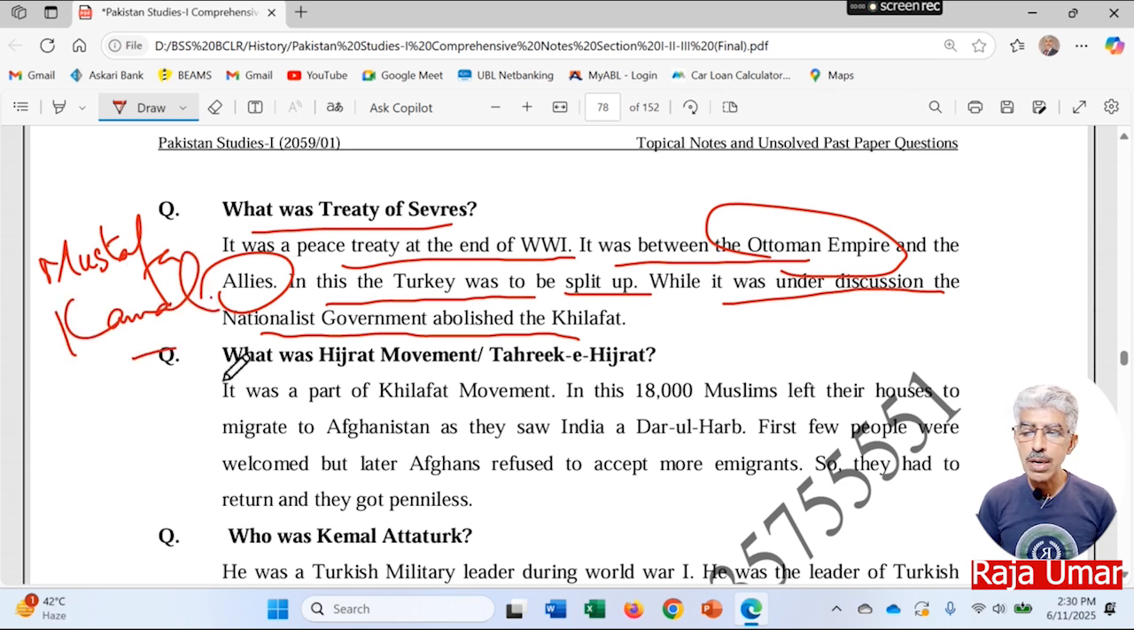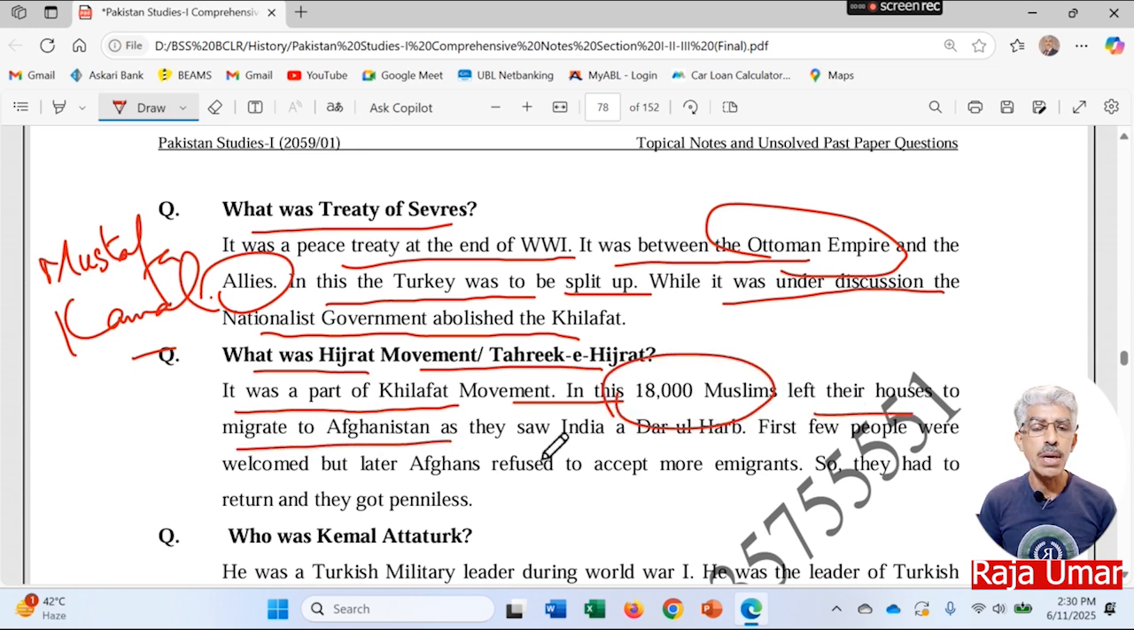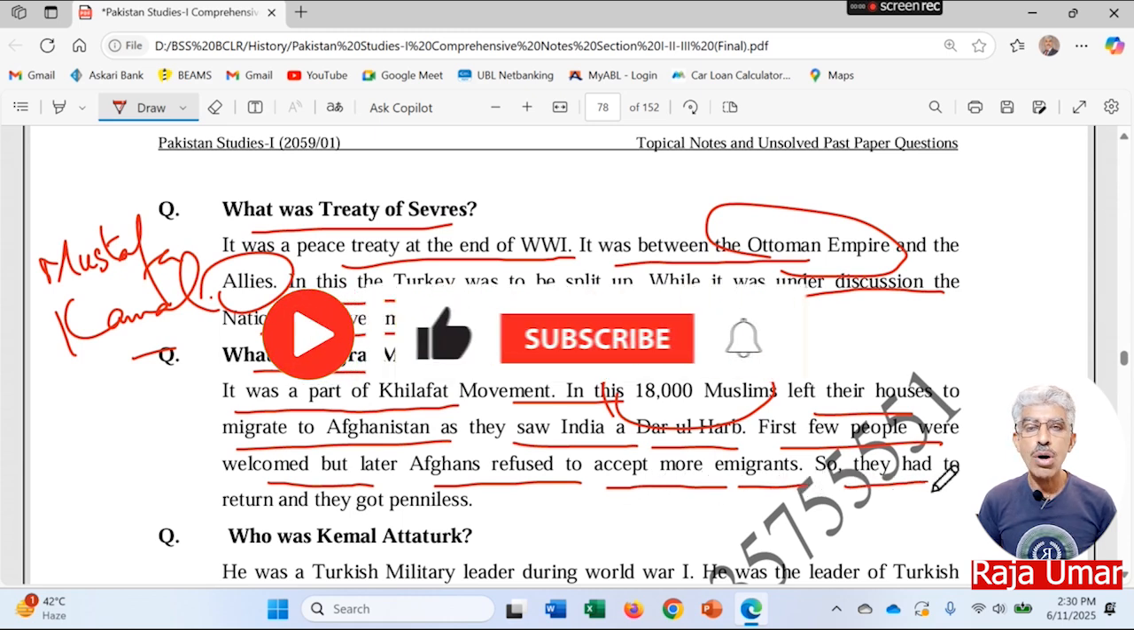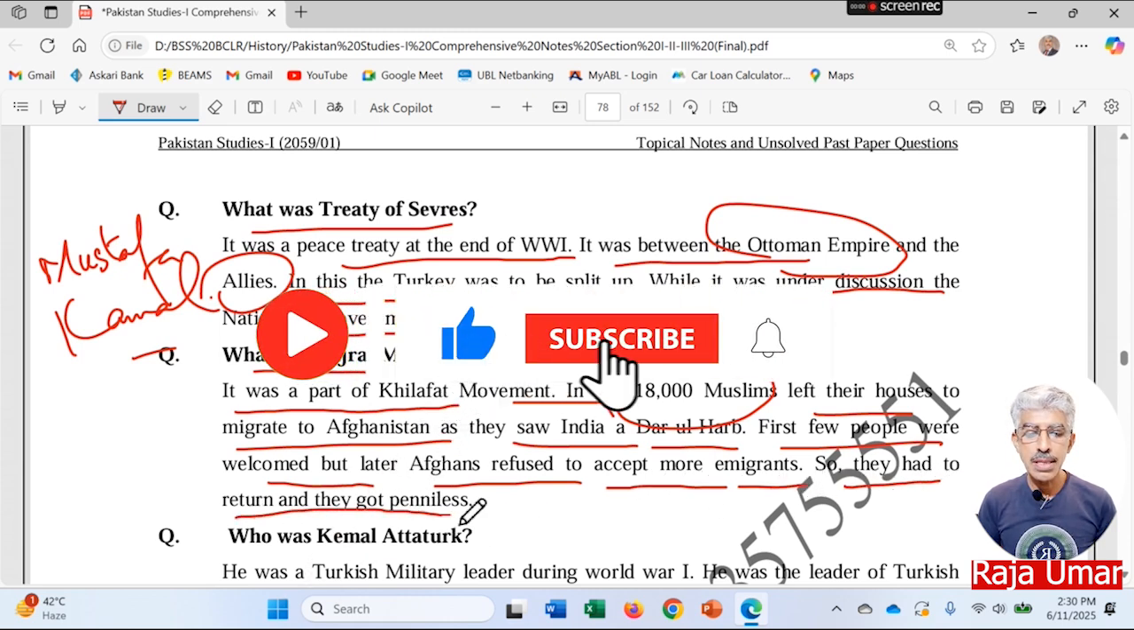What was the Hijrat movement or Tehreek-e-Hijrat? It was a part of the Khilafat movement. In this, 18,000 Muslims left their homes to migrate to Afghanistan as they saw India as a Darul Harb. This was the term coined by Maulana Abul Kalam Azad of Congress. At first, a few people were welcomed, but later Afghans refused to accept more immigrants, so they had to return and they became penniless. They had nothing left with them, and that was a greater failure.